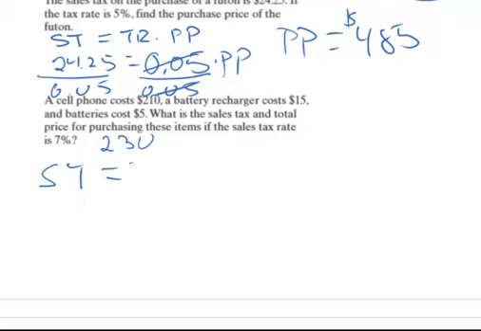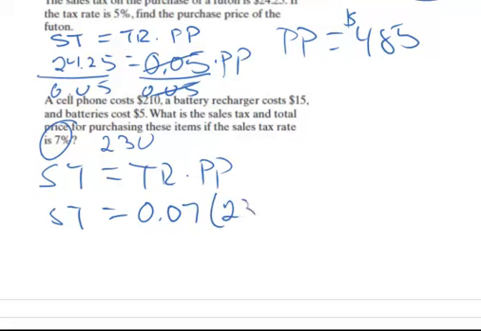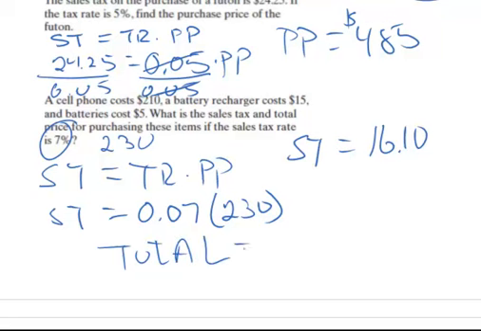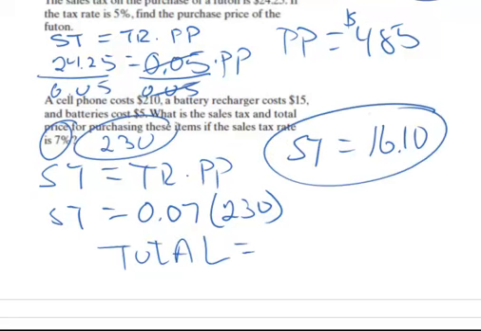Okay, so let's go ahead and write down my formula. Sales tax equals tax rate times my purchase price. So my tax rate is 7%, 0.07 times 230. So 230 times 0.07 is $16.10. So now my total price, if this is my tax and this is how much we're spending, should be $246.10.